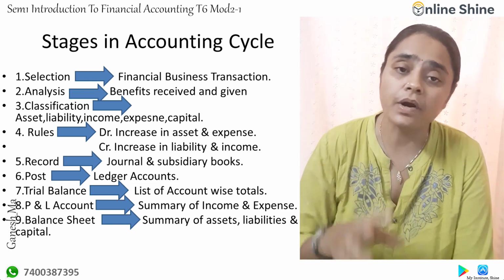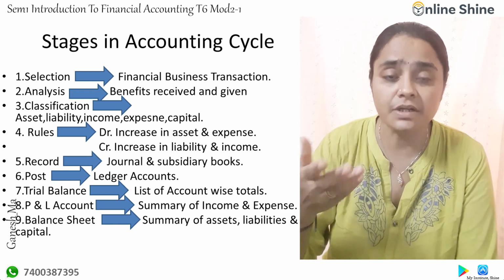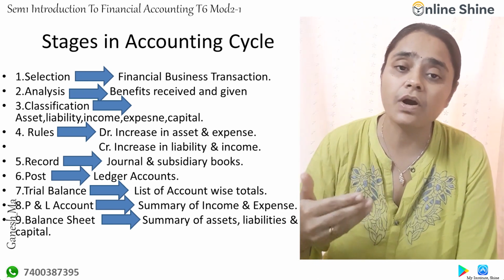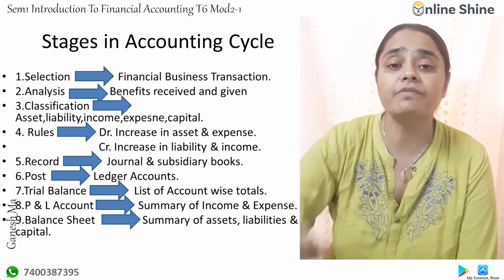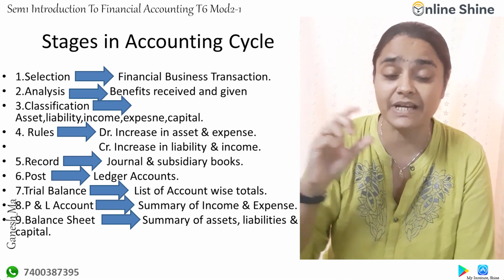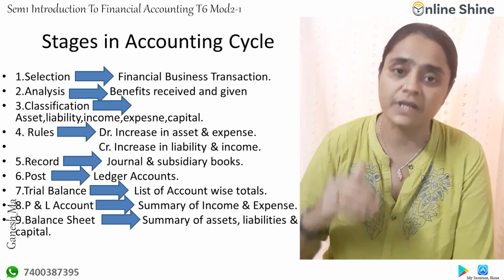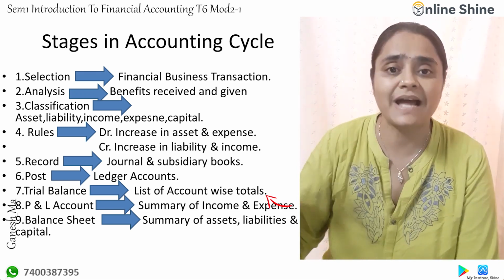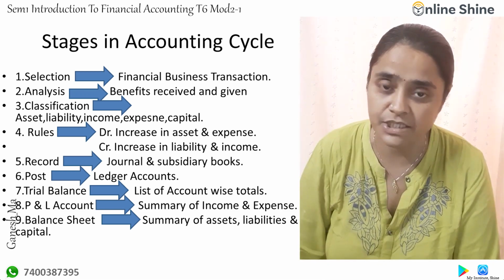The fifth one is recording. Recording means you have to record these transactions in your journal, which is a book of prime entry, and after that in subsidiary books. After recording, you have to prepare ledger accounts of this transaction. You have to do the posting of this transaction. So the next stage, after the recording, is the posting of this journal entry into ledger accounts. Once you post in your ledger accounts, you have to prepare a trial balance, which is a statement of all the ledger accounts, tallied ledger accounts.